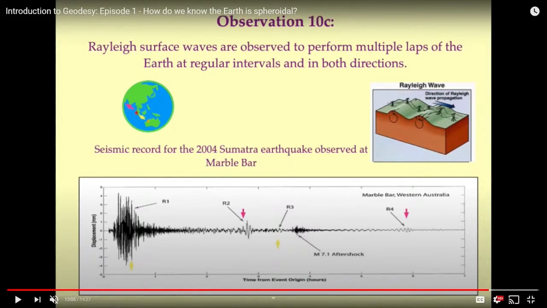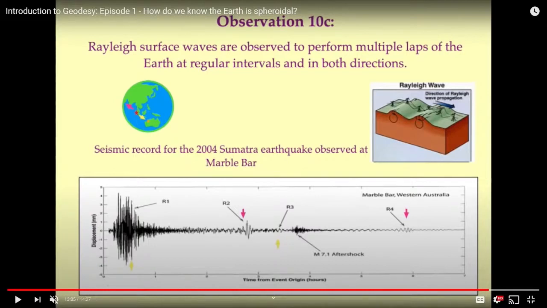Now you can see the yellow arrows on the seismogram. That first yellow arrow, R1, is the arrival of the first Rayleigh wave, the Rayleigh wave that came directly from the earthquake focus straight towards the seismic station. But there's another Rayleigh wave that's going in the exact opposite direction. And that Rayleigh wave goes all the way around the Earth and comes up behind the seismic station, and that's that arrival R2, which is marked with the pink arrow. And then the first Rayleigh wave, having gone past the seismic station, completes a lap of the Earth and comes back, and that's the arrival R3, which is marked with a yellow arrow, and then the other seismic wave comes back with R4.